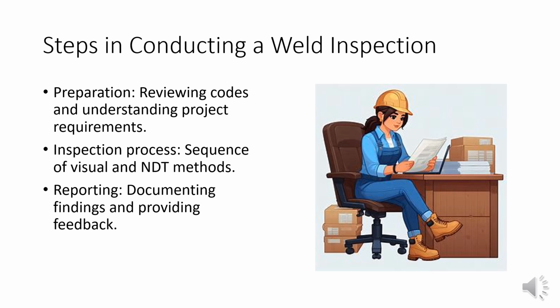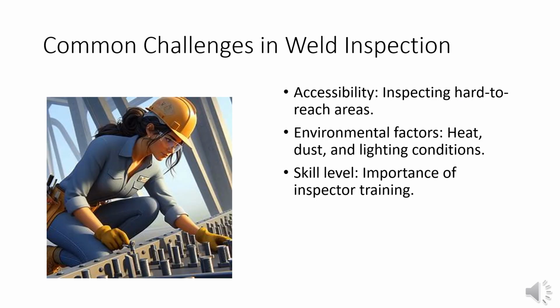What are the steps in conducting a weld inspection? Preparation is key. We begin by reviewing the codes and understanding the project requirements, making sure we have a good grasp of the inspection documentation and any project-specific inspection criteria. Next, we go through the inspection process, which will depend on the inspection method, whether it's visual or another non-destructive testing method. Finally, we document and report our findings, providing feedback to the appropriate people or organizations through the proper channels of communication.